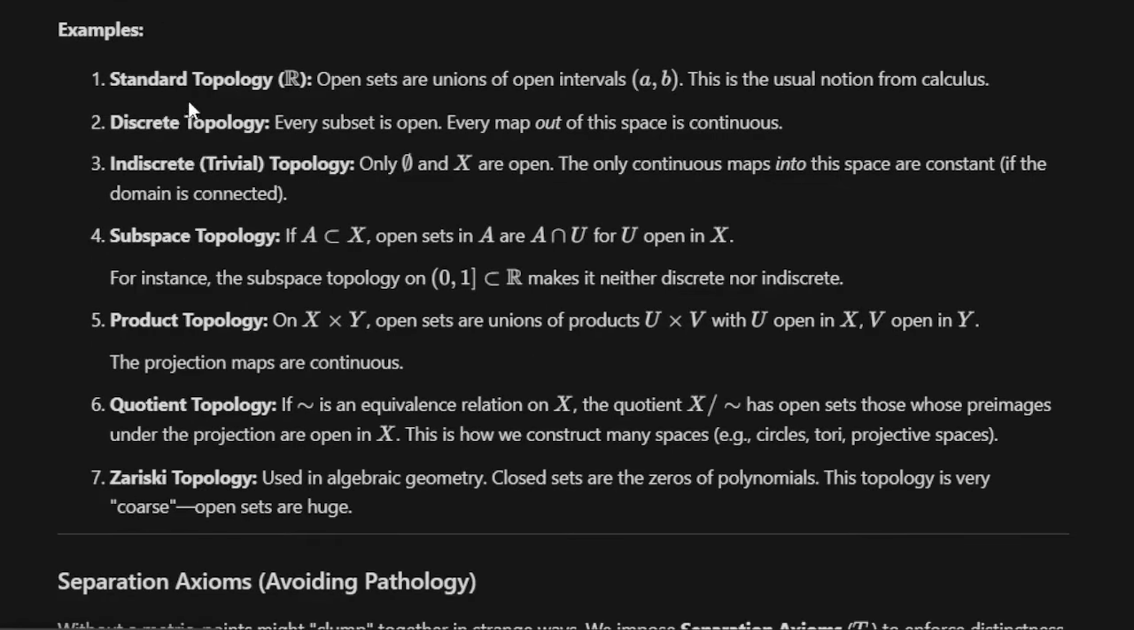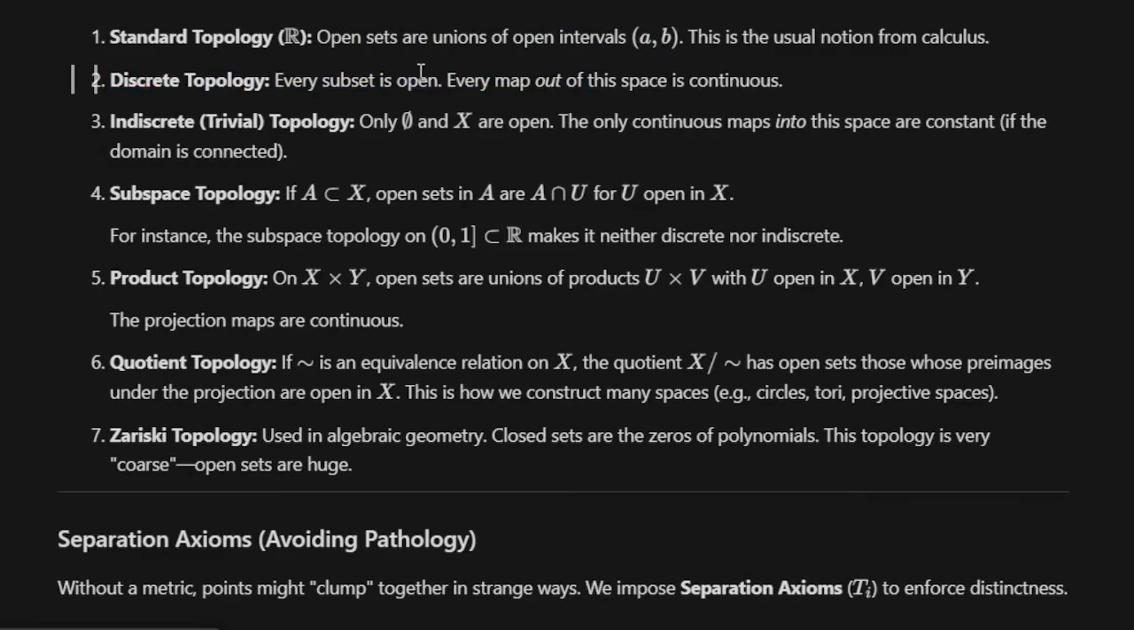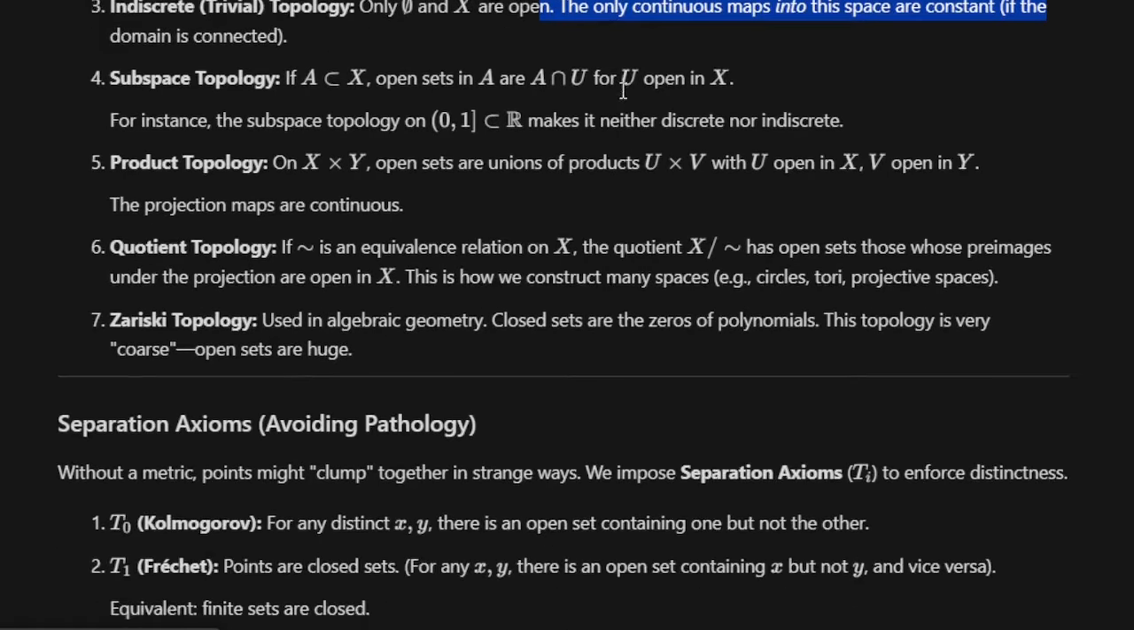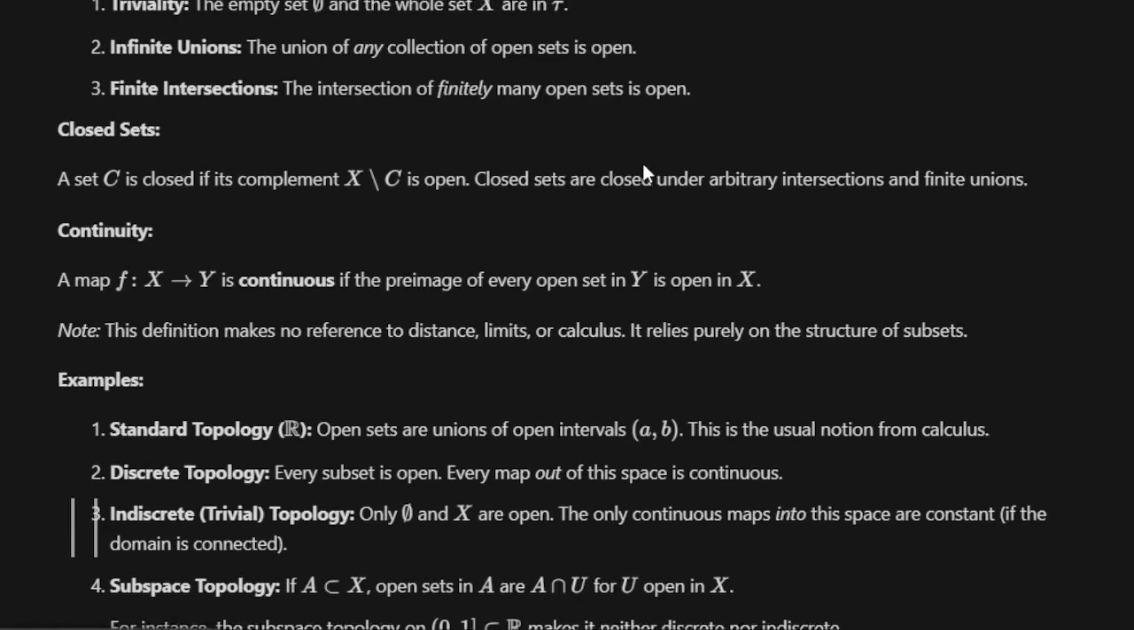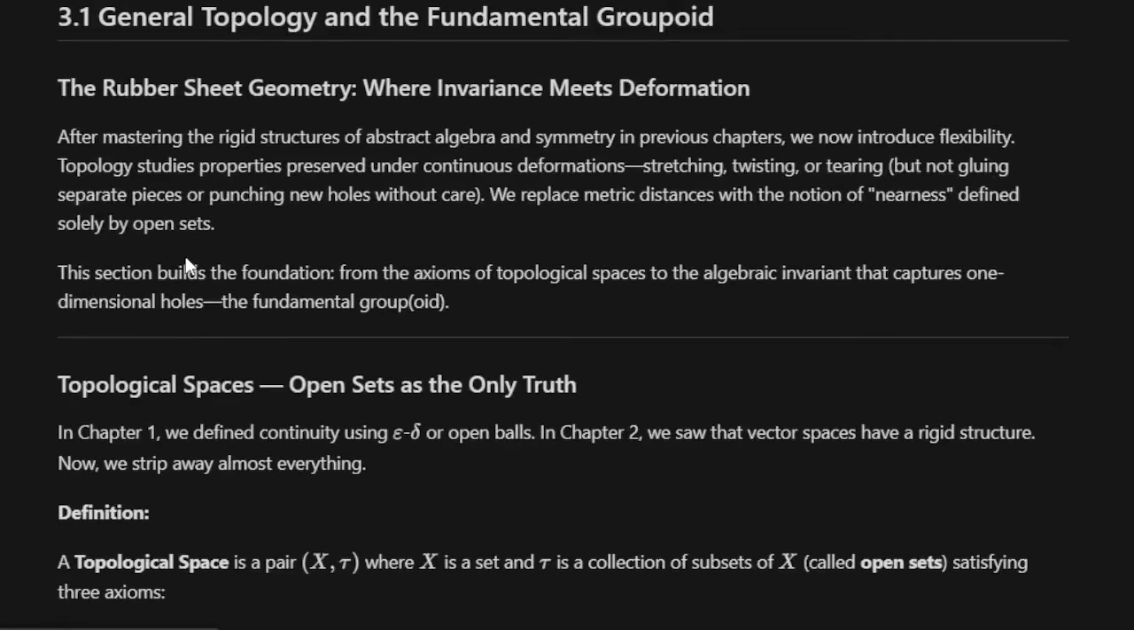Here are some example topologies. The standard topology means we take the real number line, which is usually how we do calculus, and open sets are unions of open intervals. We can have the discrete topology, where every subset is open, so every map out of the space is continuous. In the indiscrete, or trivial, topology, only the empty set and the whole space are open, so the only continuous maps into the space are constant, if the domain is connected. Remember connectedness, I don't think I defined it again.